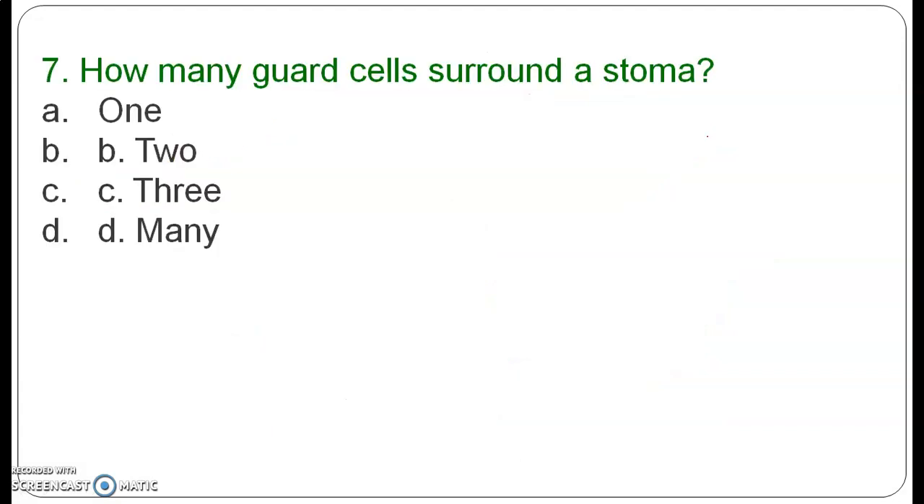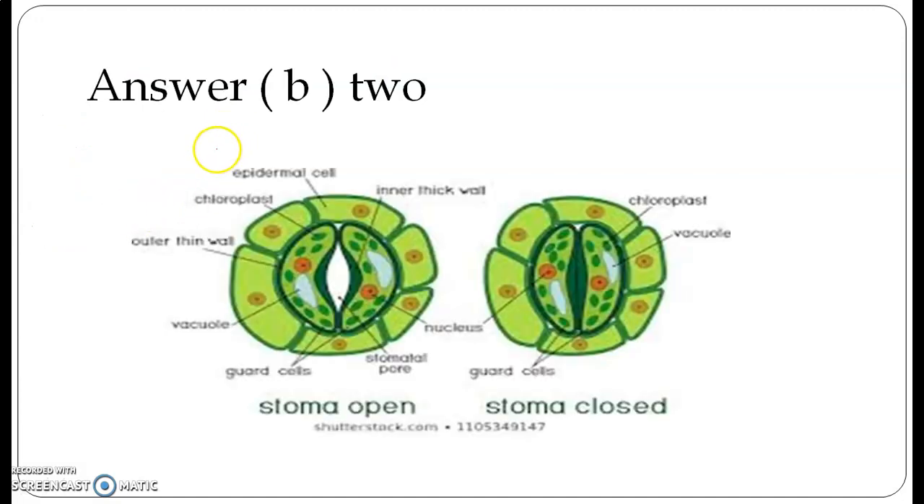Moving further, we have: how many guard cells surround a stoma? I have already explained this in the last question. Your options are A. 1, B. 2, C. 3, and D. many. I know that you know the answer. The correct answer for this question is option B, that is 2. Stomata is basically surrounded by two kidney shaped guard cells.